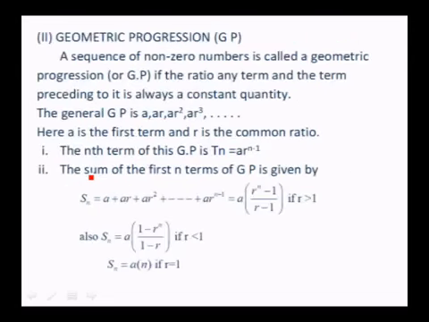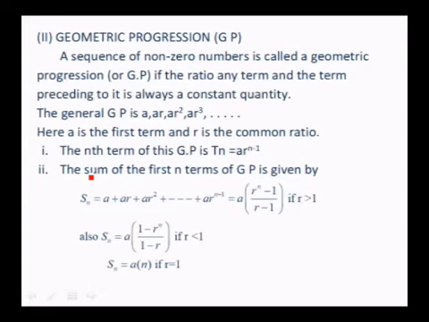Let us discuss the geometric progression. That's all about the AP. A sequence of non-zero numbers is called a geometric progression or GP if the ratio of any term and the term preceding it is always a constant quantity. The general GP is always taken as A, AR, AR square, etc. Here A is called the first term and R is the common ratio.